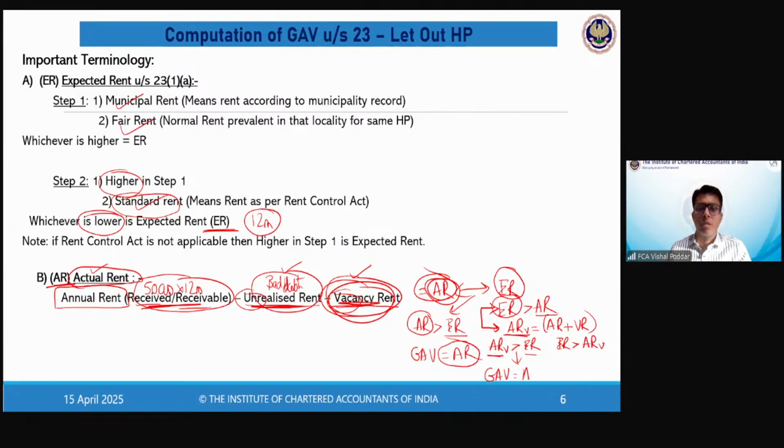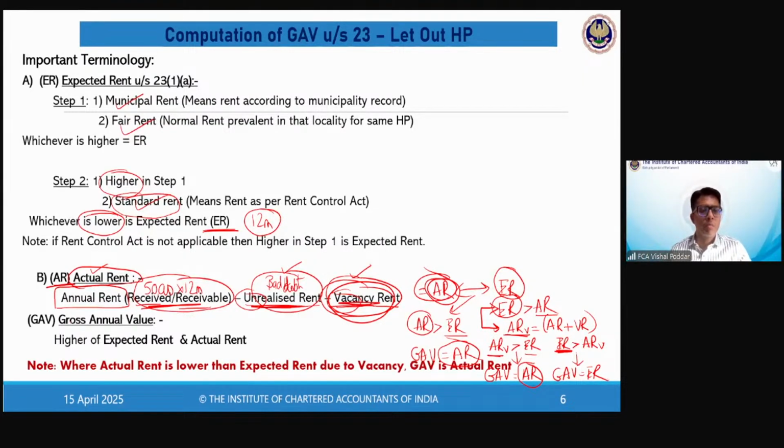If this new value is greater than the ER, then the loss is okay. Now the GAV is again AR. Remember, ARV is never the GAV. It is just for comparison purposes that you have found out this figure. So again, they are saying GAV is AR. But if even after this ER is still greater, they say that fine, now we have no choice. GAV will be taken as your ER only.